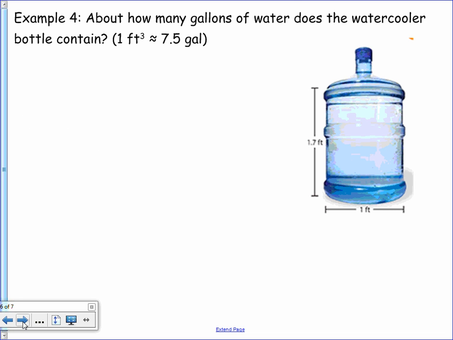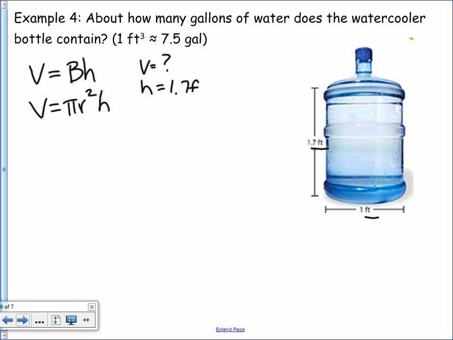All right, and our last real-life example says, how many gallons of water does the water cooler bottle contain? And they're telling us that 1 cubic foot is approximately 7.5 gallons, because you can see the measurements here are in feet. Okay, so we need to know that the volume is the area of the base times the height, or pi times radius squared times the height. We don't know the volume yet. We know the height is 1.7 feet. And we know the radius is half of 1, so 0.5 feet, or 1/2. So substitute this in. We have pi times 0.5 squared times 1.7.